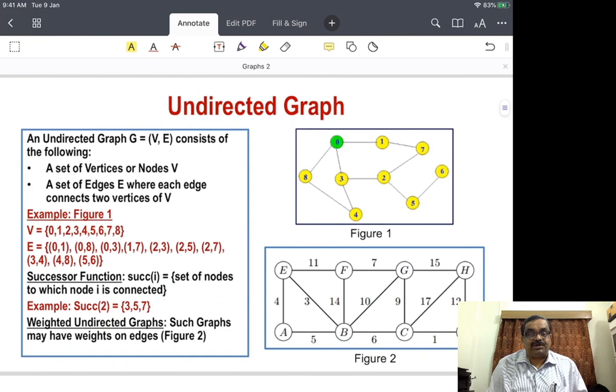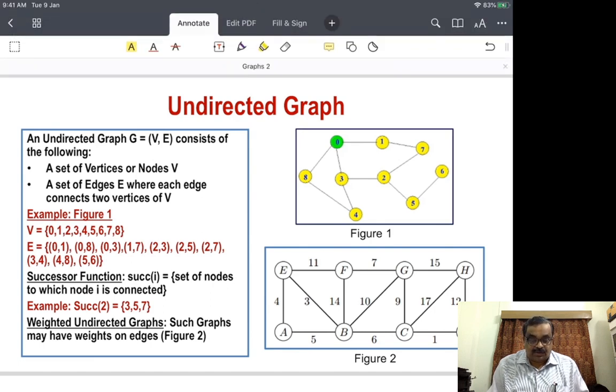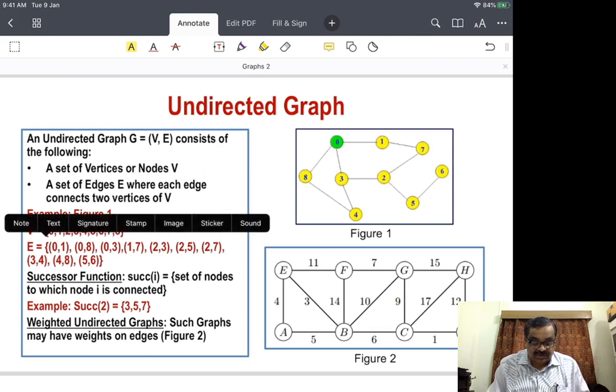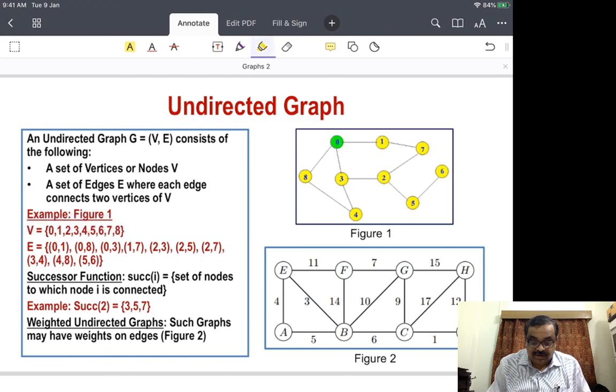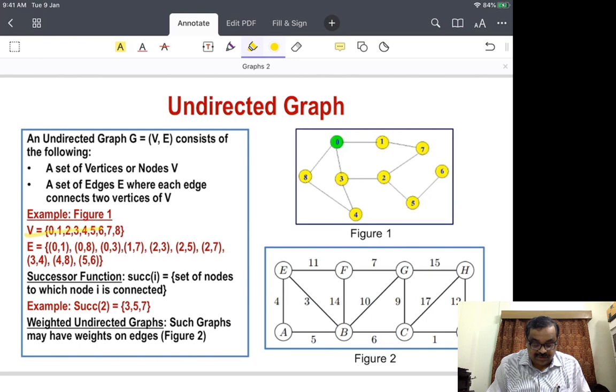Just to recapitulate, an undirected graph consists of two entities, a set of vertices V or nodes and a set of edges E. The set of vertices are connected by the set of edges. For example, in this figure 1 which we have here, we are aware that this figure has got the following vertices.